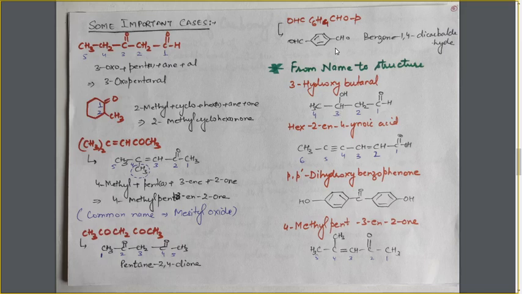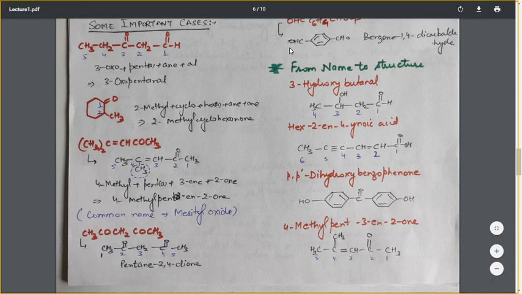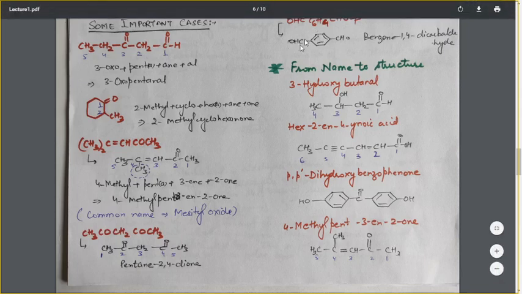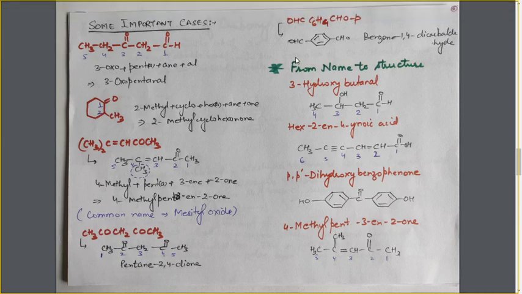In this case, here the compound is C6H4, and there are 2 CHO groups and 1 P is also written here. What does P mean? First of all, what is this C6H4?